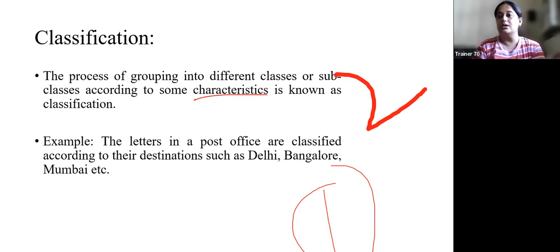So basically हमने क्या किया, हमने सारे लेटर्स को ग्रुप किया डिफरेंट क्लासेस में ऑन द बेसिस ऑफ कॉमन कैरेक्टरिस्टिक्स. कैरेक्टरिस्टिक क्या रहा, उनका सेम डेस्टिनेशन. जिन भी लेटर्स का डेस्टिनेशन सेम है दैट विल फॉर्म वन ग्रुप. जिन भी लेटर्स का नेक्स्ट डेस्टिनेशन है दे विल फॉर्म अनदर ग्रुप. Like this we will classify our data in a post office.